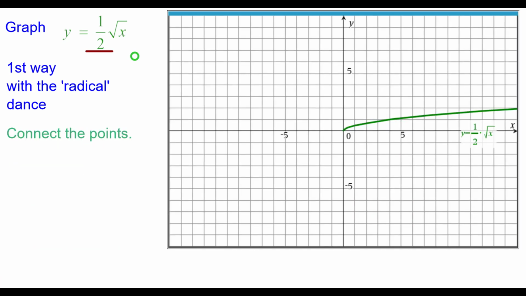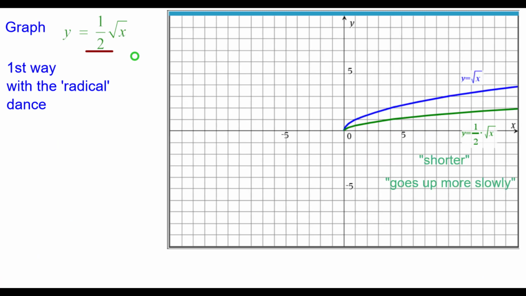Connect the points, and we get that radical looking graph. Comparing it to the parent function, you can see that it's shorter because it goes up more slowly because of that 1/2. Also, you'll notice that the blue y value times 1/2 is the green y value at this point and at this point. In fact, at all the points.